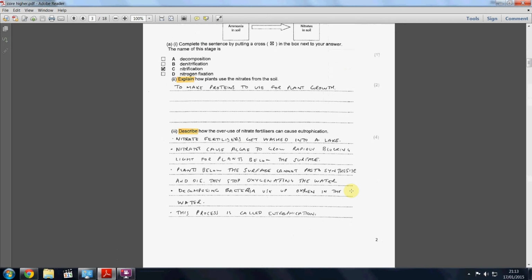Now it's a 4-mark question, and I've got more than 4 points here, but obviously I can only have a maximum of 4 marks. So that answer would get me all 4 marks.